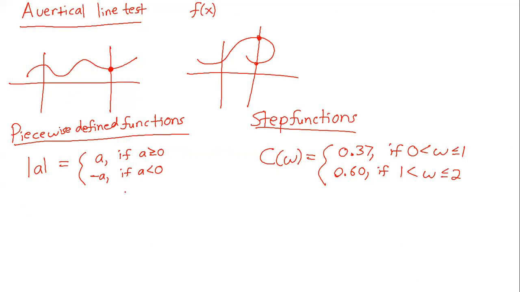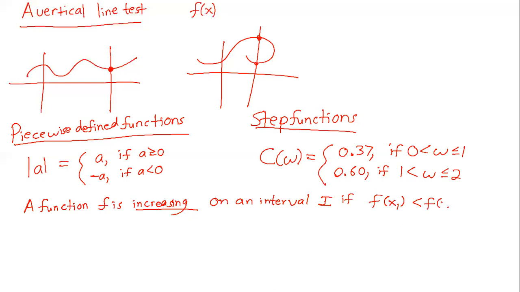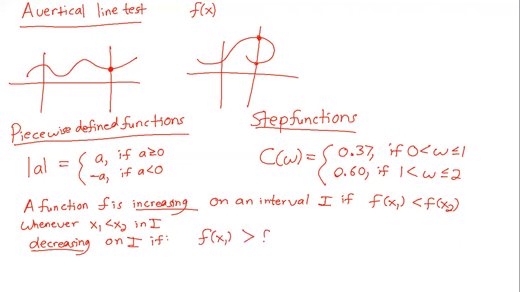Another set of terminologies that are helpful, just for everyone to know, is a function f is increasing on an interval I if f of x1 is less than f of x2 whenever x1 is less than x2 in I, and it is called decreasing on I if f of x1 is greater than f of x2 whenever x1 is less than x2 in I.